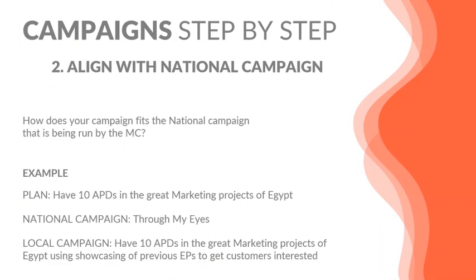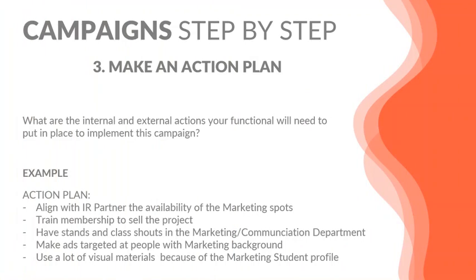After that, how does your campaign fit the national campaign that is being run by the MC? So you know that right at that moment, the MC is running a campaign like Through My Eyes, that they are going to use showcasing and promoting peace to try to attract more people. So you're going to align your campaign with that. So you're going to have 10 approvals in the Great Marketing Projects of Egypt, but you're going to do that by using showcasing of previous EPs to get customers interested in those projects. And finally, you're going to start your plan, thinking about what are the internal and external actions that your functional will need to put in place to implement this campaign. Alignment with IR, training of membership, having stands, classroom outs in the marketing department, and so on.